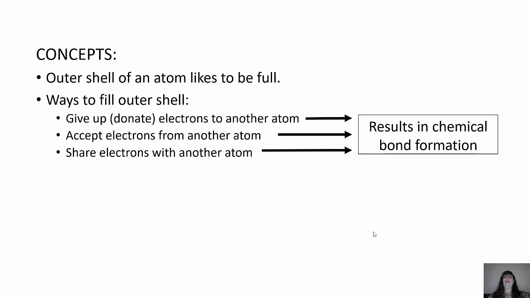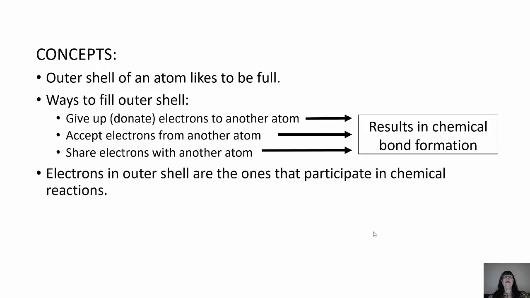So, the outer shell of an atom likes to be full. It can be filled in different ways. It can give up or donate electrons to another atom. It can accept electrons from another atom, or it can share electrons with another atom. Now, all 3 of these are going to end up in a chemical bond being formed. The electrons in the outer shell are the ones that actually participate in chemical reactions. So in a nutshell, the electrons in the outermost shell determine how reactive that particular atom is going to be.